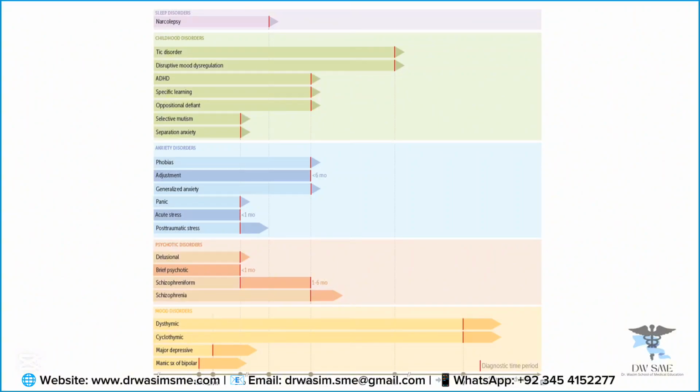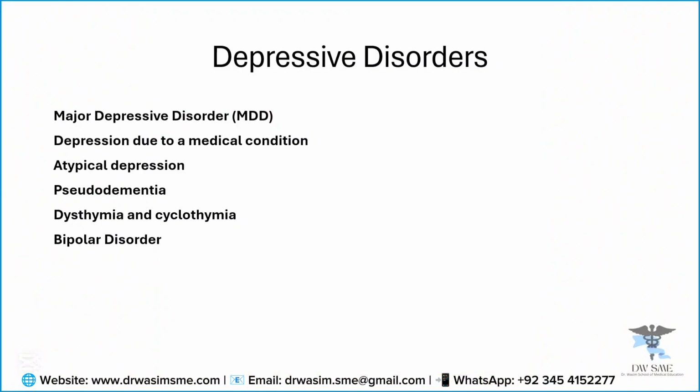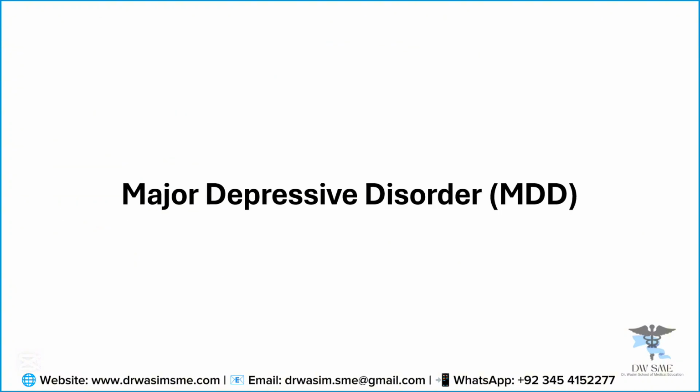In today's lecture, we're going to start with the mood disorder, also known as depressive disorders. There are six main things that I would like to go through, starting with major depressive disorder, depression due to a medical condition, atypical depression, pseudodementia, dysthymia, as well as cyclothymia, and we're going to finish the lecture with bipolar disorder. So I would like to define what is a major depressive disorder first.